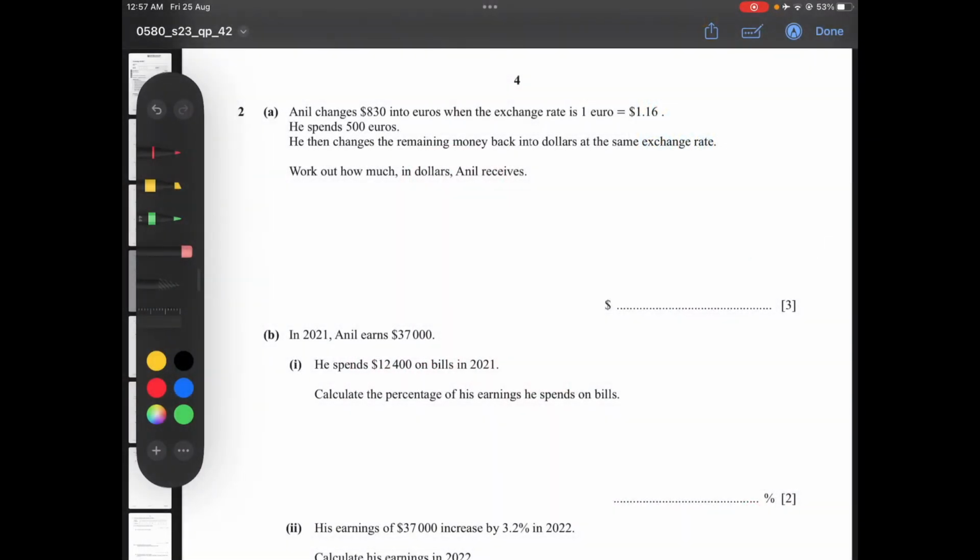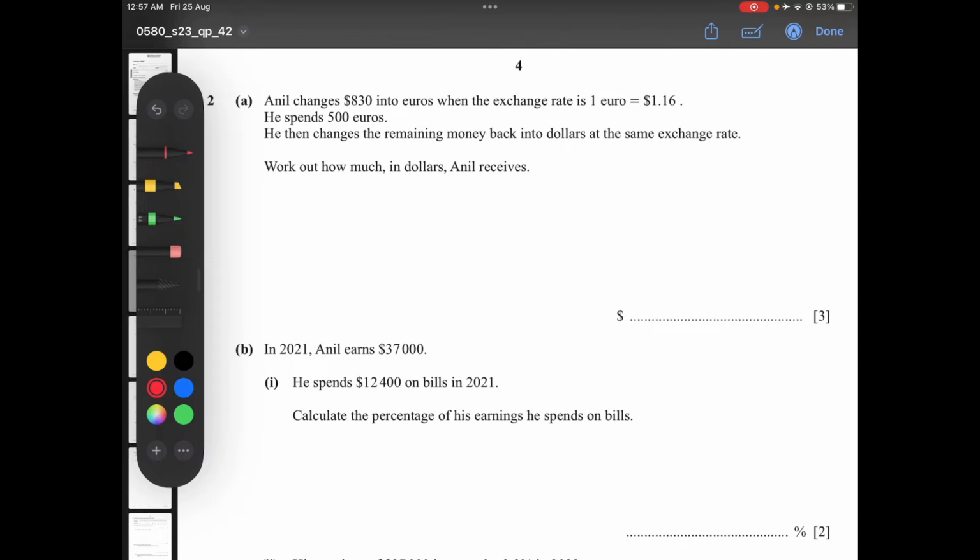Alright, so now we're moving to question 2. The first part: Anil changes $830 into euros when the exchange rate is €1 equals $1.16. He spends €500 and then changes the remaining money back into dollars at the same exchange rate. Work out in dollars how much Anil receives.